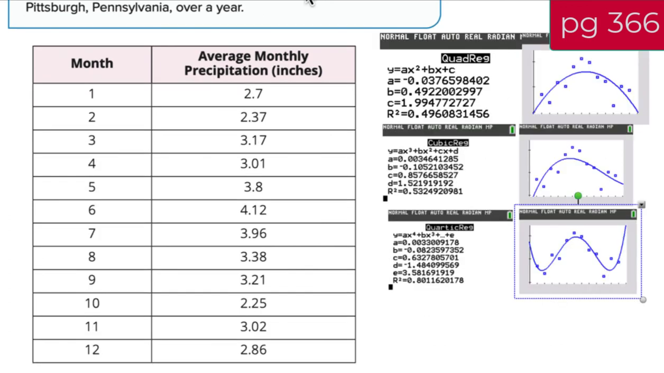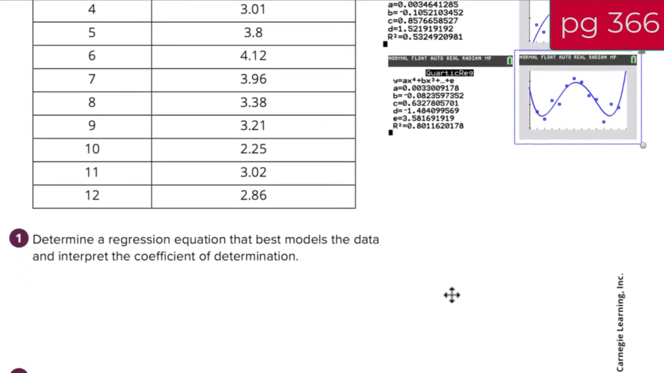Okay, so here's what I got. I did it 3 times, and look, once again, it's the quartic regression here that has the best r squared. You have to look at r squared, and look, it just gets better and better, because look at this data. It finds that maximum point right there, and it seems to model the data pretty well. So let's write that equation out. All right, we'll write it down here, and interpret the coefficient of determination. That is the r squared.